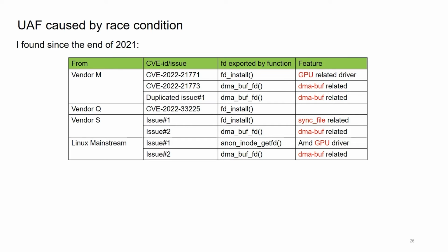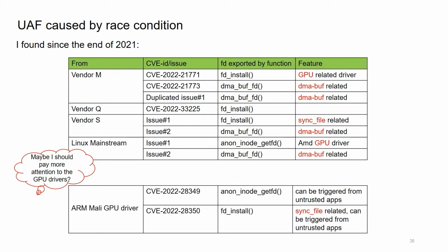Second, I found the GPU drivers seem more likely to introduce such issues. So I started to search for the bug pattern in many GPU drivers. And finally, I found two more vulnerabilities in the ARM Mali GPU driver. Things are getting more interesting because many Android devices use the Mali driver, and the Mali driver can be accessed by untrusted apps on Android.